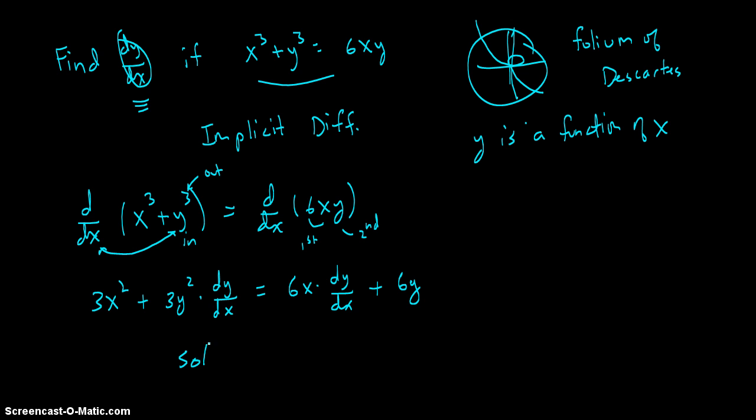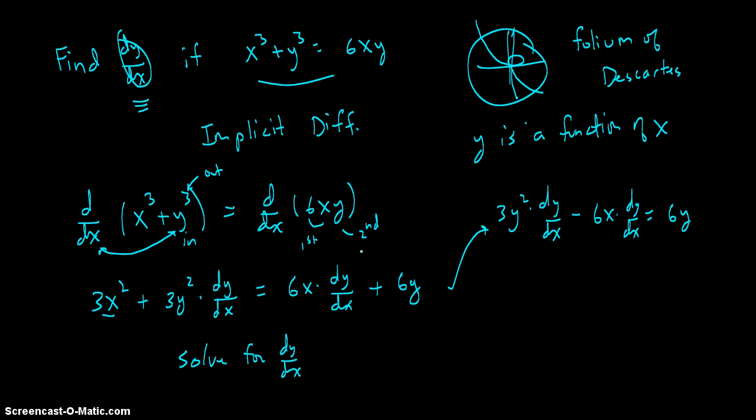Okay, so now we have to solve for the symbol dy/dx. So we're done with the derivatives. Now we just solve this equation for the symbol dy/dx. We put the dy/dx's on one side and the non-dy/dx terms on the other side. So I'll put the dy/dx on the left. 3y squared times dy/dx minus 6x times dy/dx is equal to the right side, which is 6y is already on the right, minus 3y squared gets moved over. 3x squared.